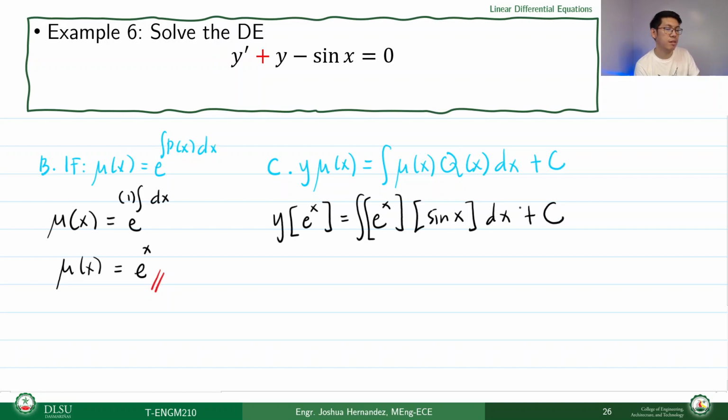Okay. Now, we're left to integrate this, the one inside.